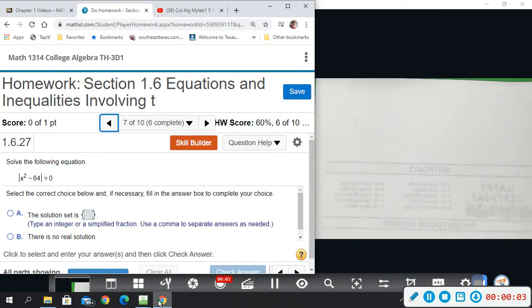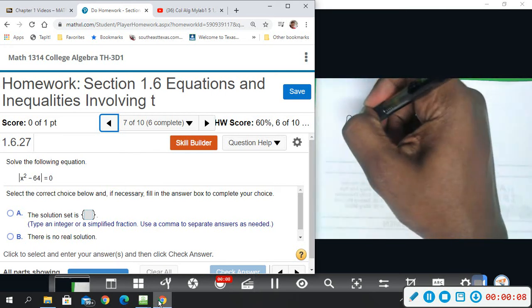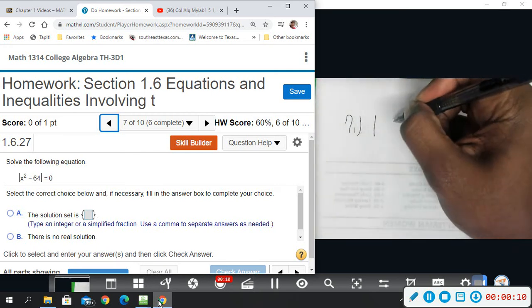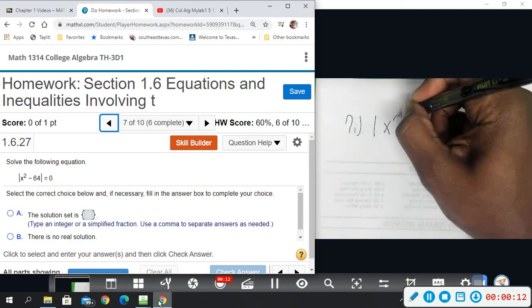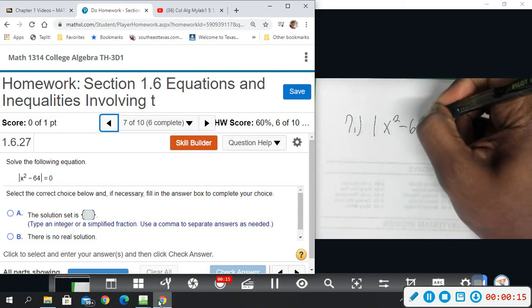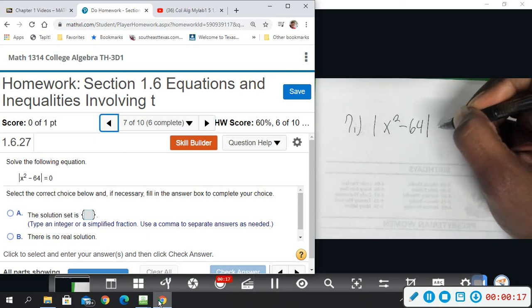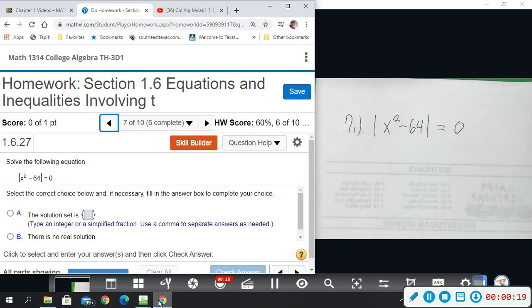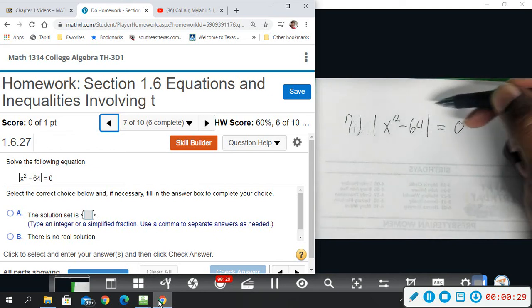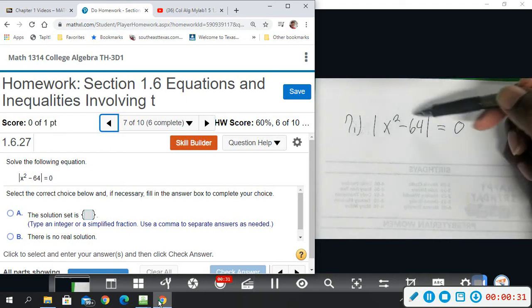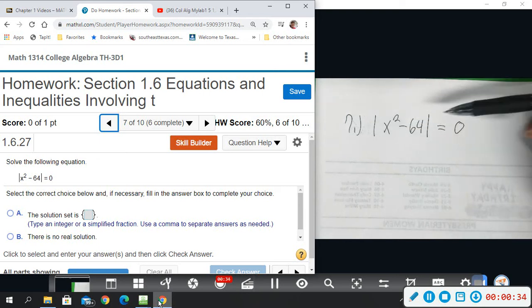Number 7, we want to solve the equation. So we have the absolute value of x squared minus 64 is equal to 0. In this case, 0 is a neutral number. There's no such thing as a negative or positive 0, so we're only going to have to solve this problem once. But hopefully you notice this x squared term means you'll have 2 answers when we factor this out.